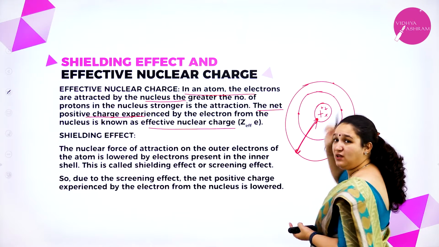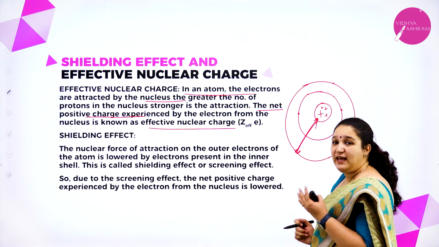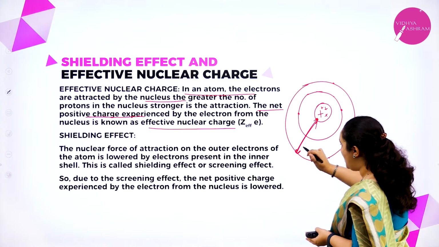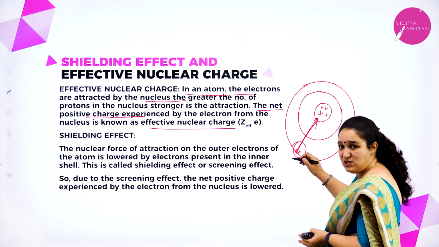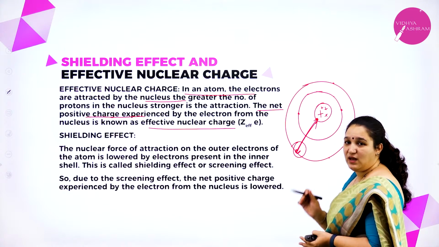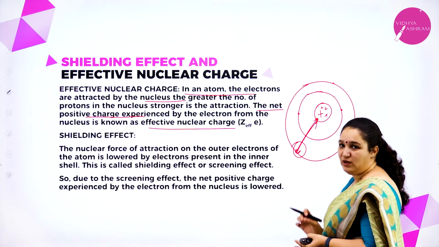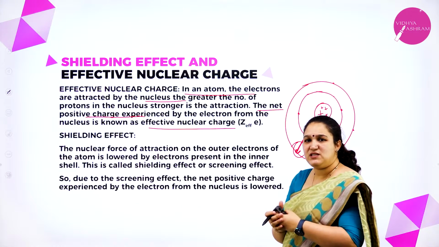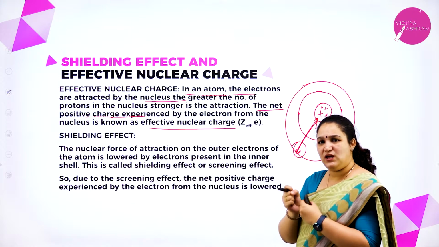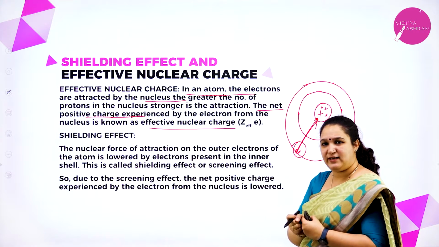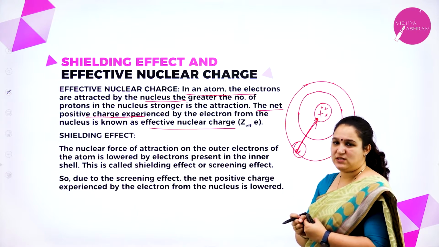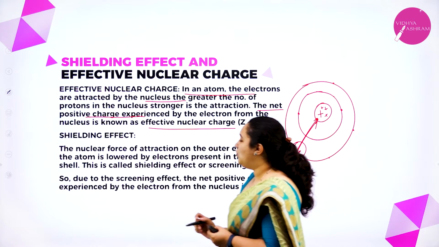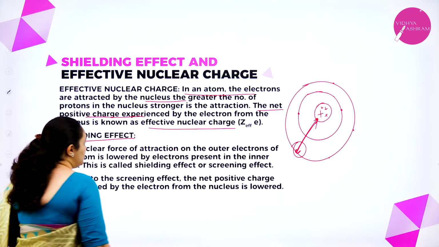That force of attraction will increase as the number of protons increases. And that's called the effective nuclear charge, the net positive charge experienced by the electrons towards the nucleus. If the effective nuclear charge is higher, that means the electrons are tightly bound towards the nucleus, more attracted towards the nucleus. Then we say the effective nuclear charge is higher. Okay, so I hope you have understood that. Next is shielding effect.